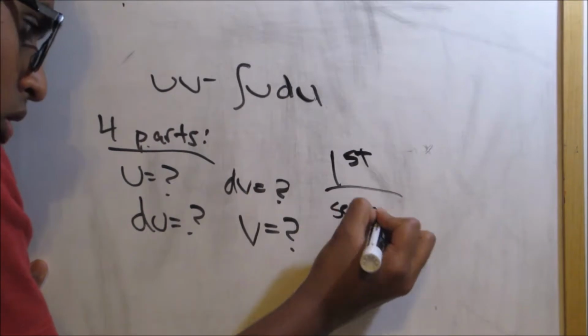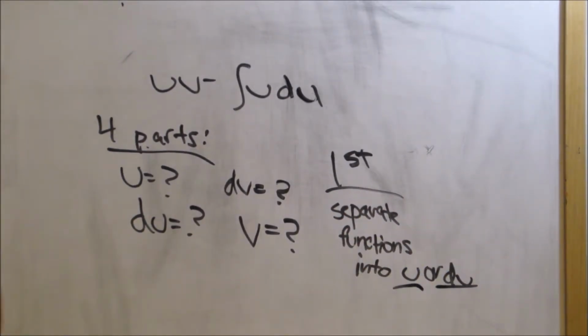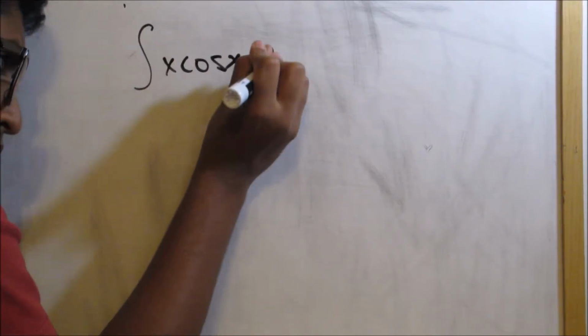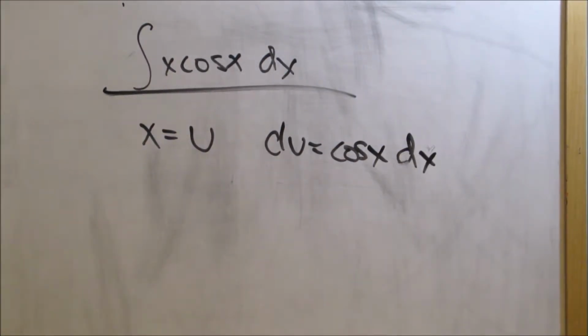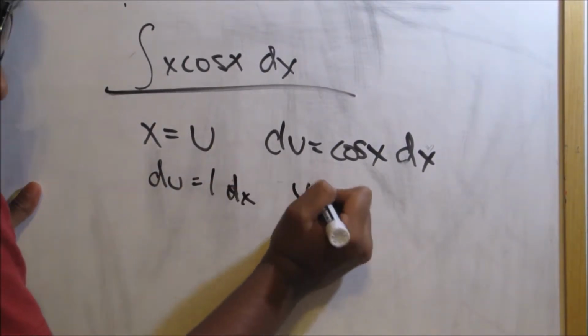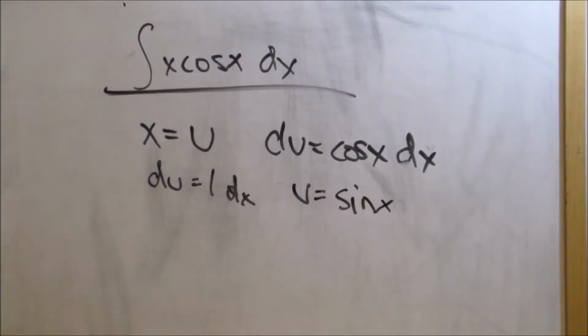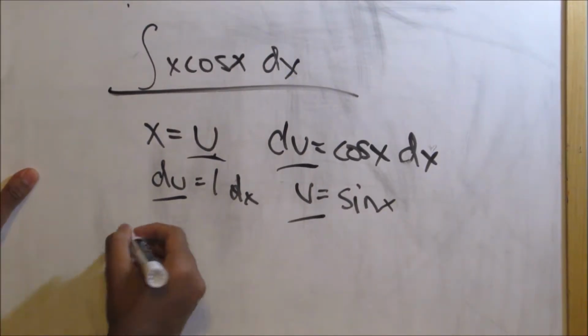When first doing this, you must separate the two functions into either the variable u or dv. In the equation above, let's make x equal to u and cosine x equal to dv. The reason we want to do this is because the derivative of u, in this case, will yield 1, and the integral of dv will yield sine x because the integral of cosine x is sine x.